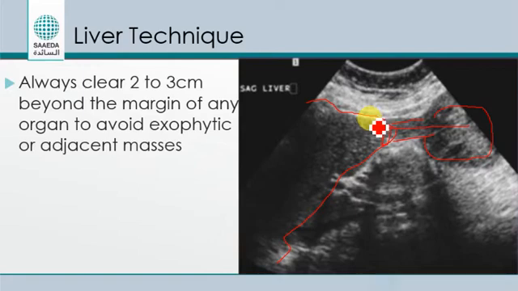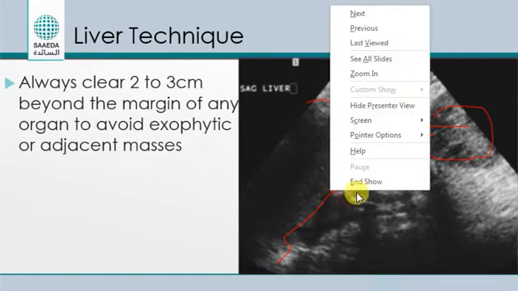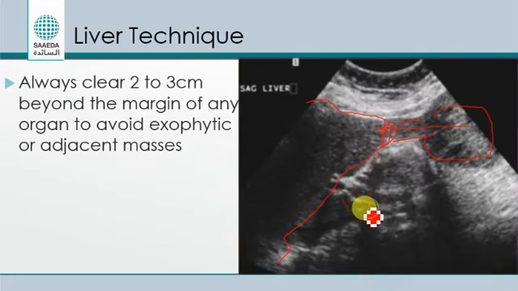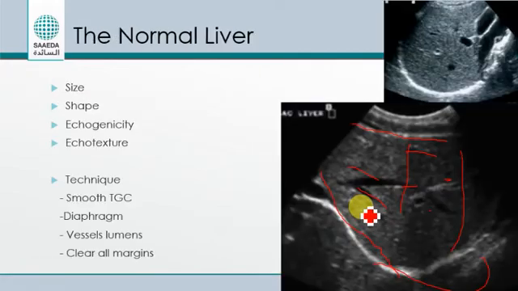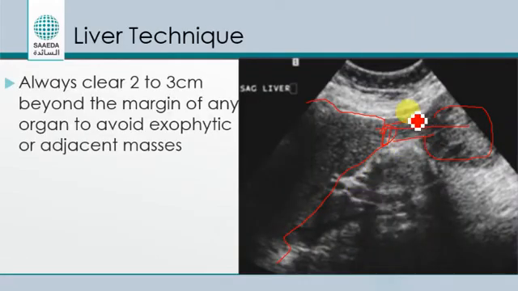If we did not try as much as possible to clear the margin of the liver, we would have thought that this is something in the mesentery, in the stomach, in the pancreas, whatever. So just trying to clear the margins of the liver will be extremely helpful in catching the exophytic masses, the masses that are hanging from the liver.